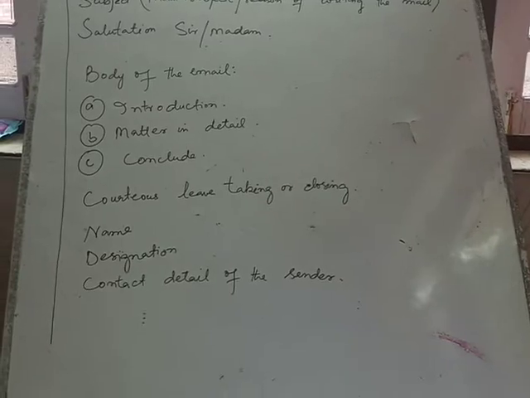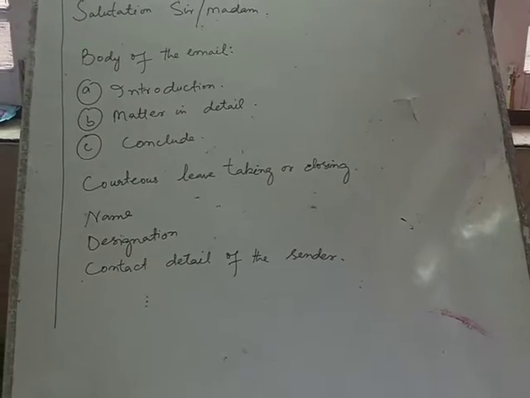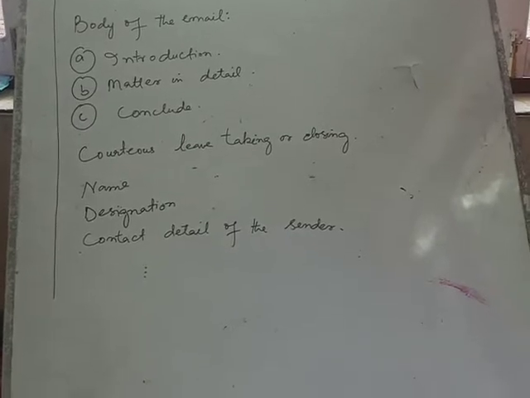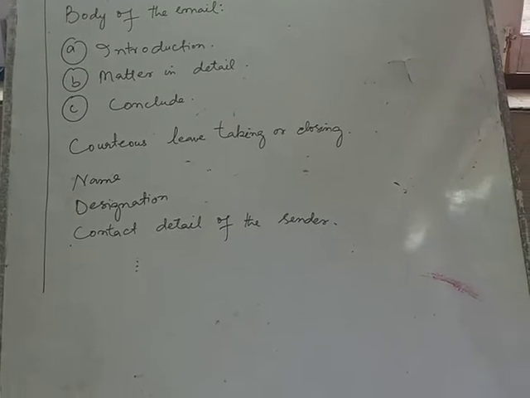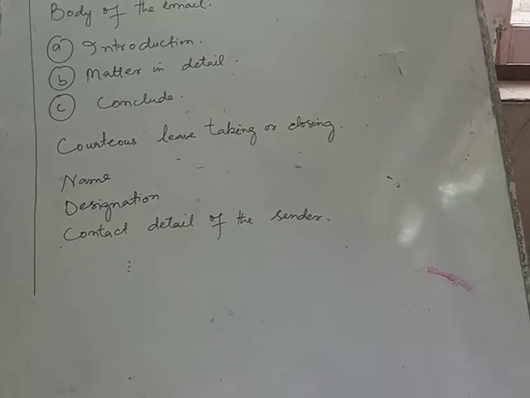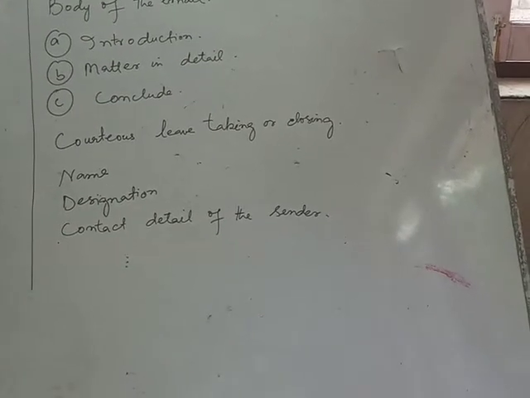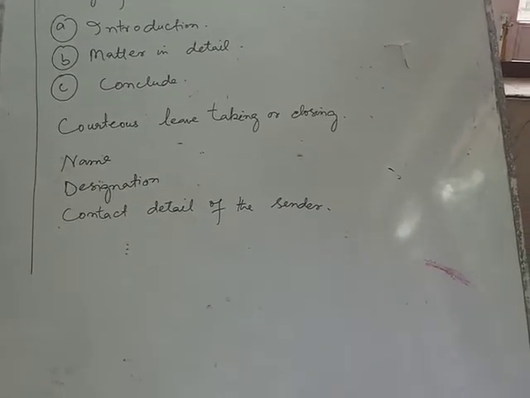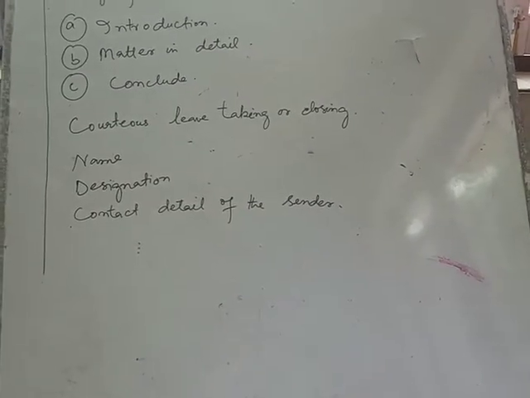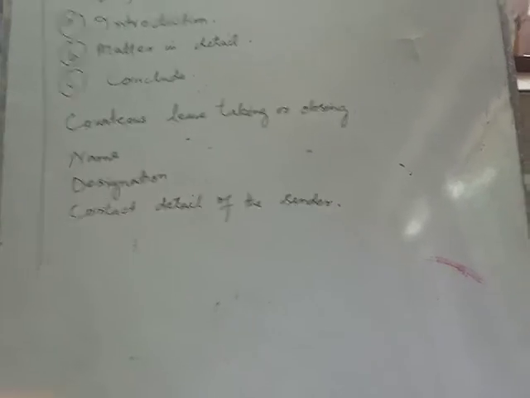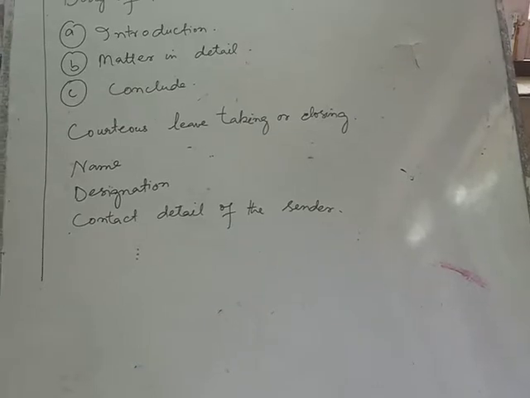Then after that, you will write down courteous leave taking or closing, that's complimentary closing. It could be regards, thank you, yours sincerely, or anything. Dear students, then at the last, you have to take care of three important things. You have to write the name of the sender, designation of the sender, and contact details of the sender. I also told you, dear students, that for informal emails, we don't have to follow a typical format.